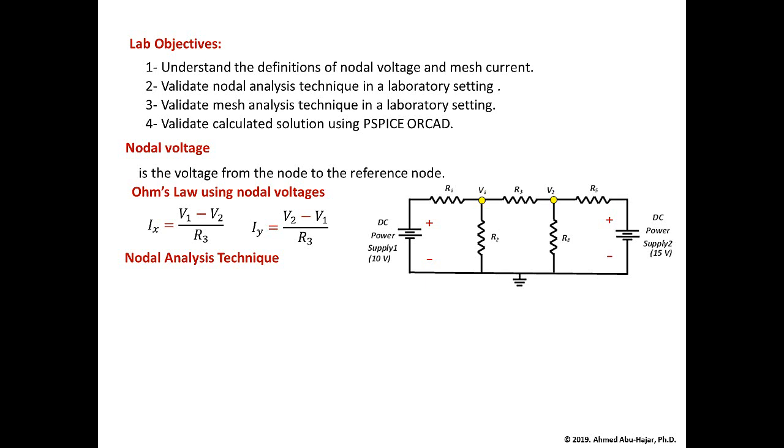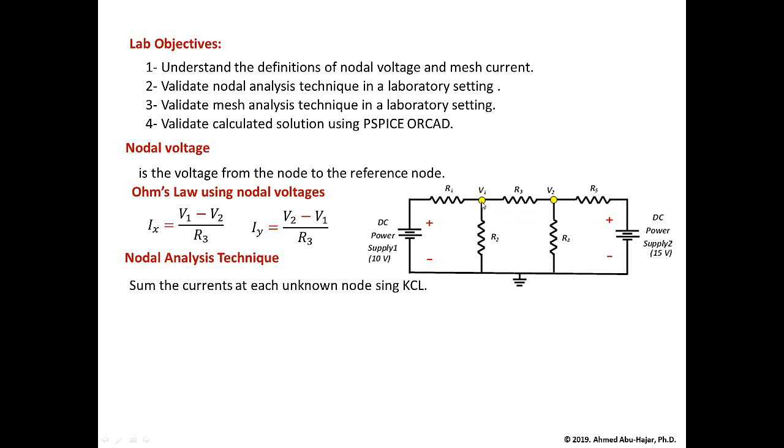So now let's show you how we can do the nodal analysis technique. Basically, we're going to sum the currents using KCL at the unknown nodes. So I need to sum the currents at V1 and at V2. We sum the currents at each unknown node. Here only V1 and V2 are unknown nodes. I know the voltage here is 10, and I know the voltage here is 15.